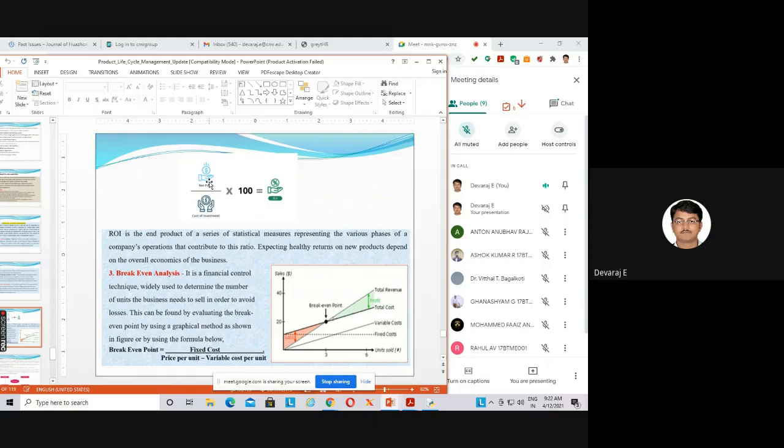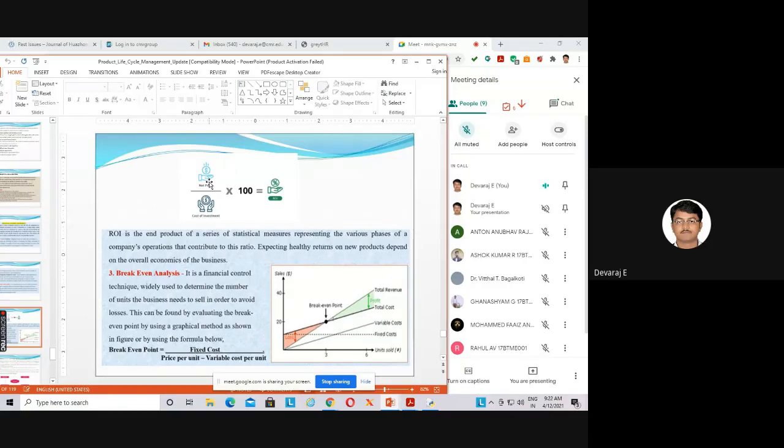So that is the net profit. How much profit did you get after the 500? That is called net profit divided by cost of investment into 100. If you do this, you can see the rate of investment.